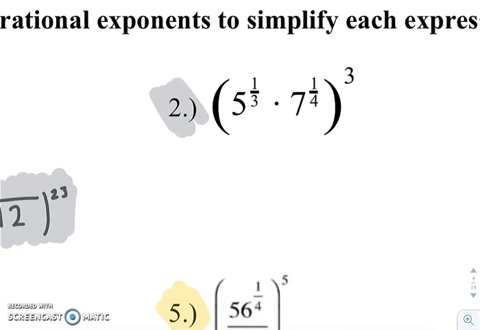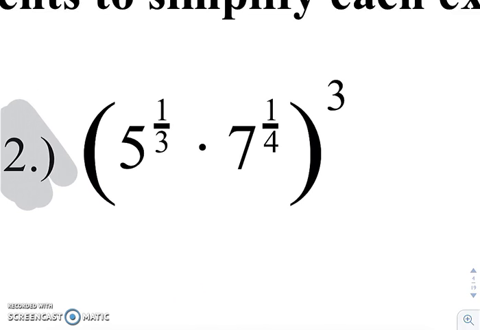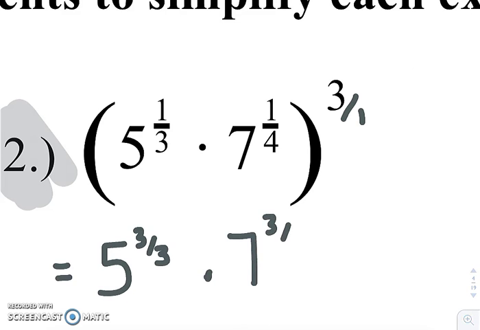So, how about number 2? 5 to the 1/3 times 7 to the 1/4. So we're going to just make this 3 a fraction by putting it over 1. And then when you multiply fractions, we do top with top, bottom with bottom. So 3 times 1 and 1 times 3. So this will become 5 to the 3/3 times 7 to the 3/4.